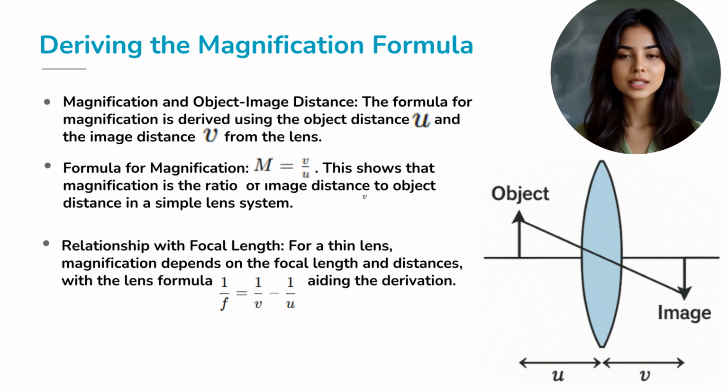As you can see in the diagram, rays from the object bend through the lens and meet on the other side to form an image. The distances u and v are clearly marked, helping us visualize the relationship. So, to sum up this step, magnification is not just about comparing heights, it's also directly tied to the geometry of the lens system, the object distance, image distance, and focal length all working together.